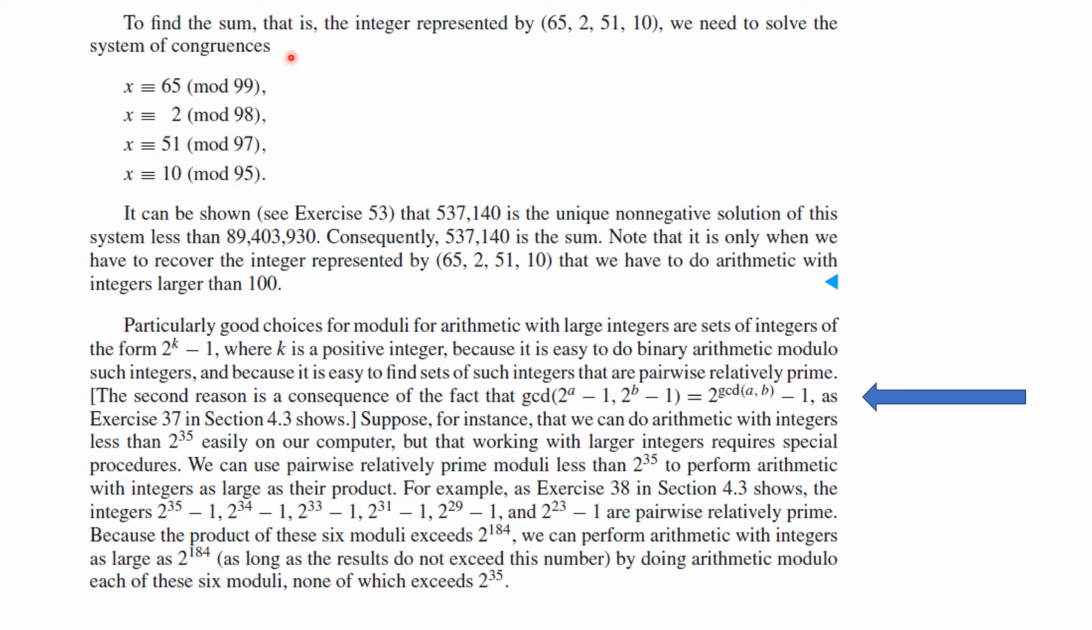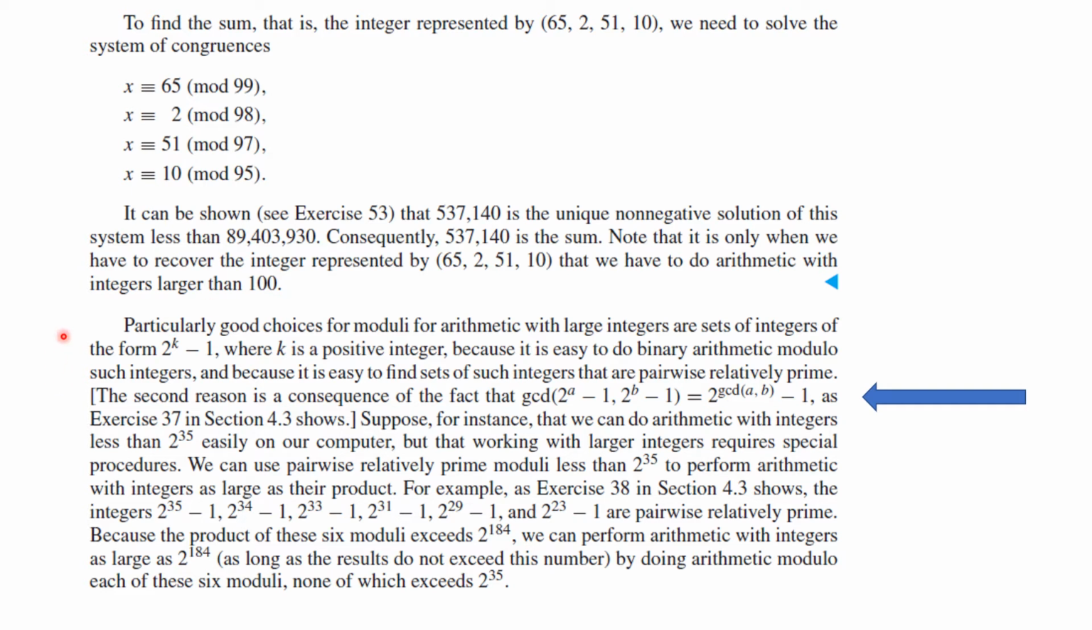So to find the sum, that is, it's 65, 2, 51, and 10, we can solve this using the Chinese remainder theorem, and this is 537,140. Note that it is only when we have to recover the integer from 65, 2, 51, and 10 that we have to do arithmetic with any integers greater than 100.